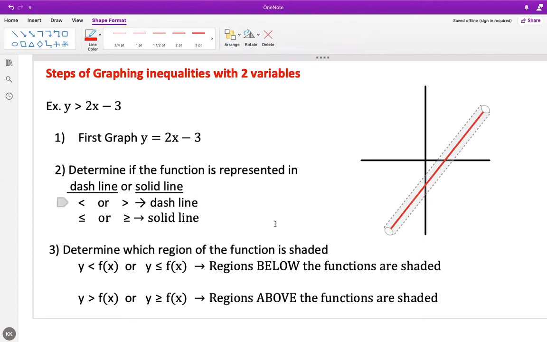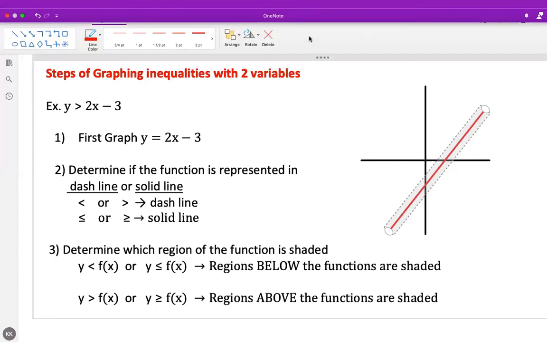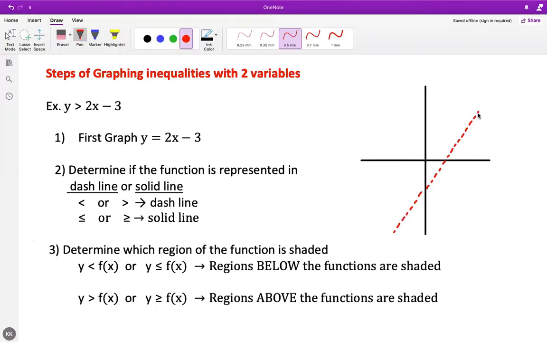The second step is to determine whether this line is represented by a dashed line or a solid line. Remember from the previous video, if you see a less than sign or greater than sign, I use a dashed line to represent the line. So I need to change this one to a dashed line. This is a dashed line for the inequality y greater than 2x minus 3. A dashed line represents that y is not equal to 2x minus 3 anymore.